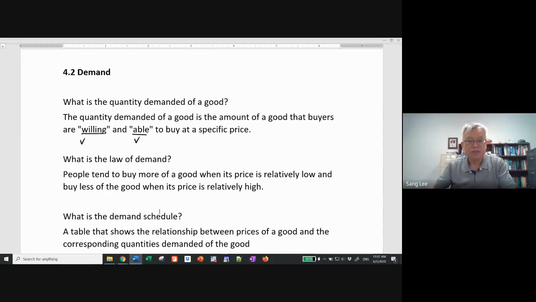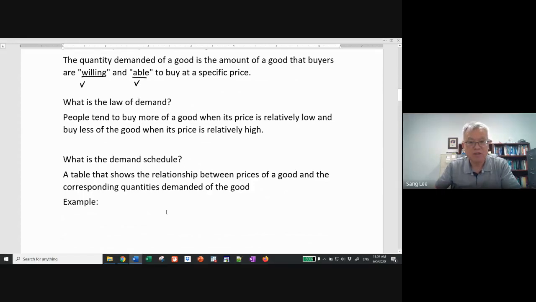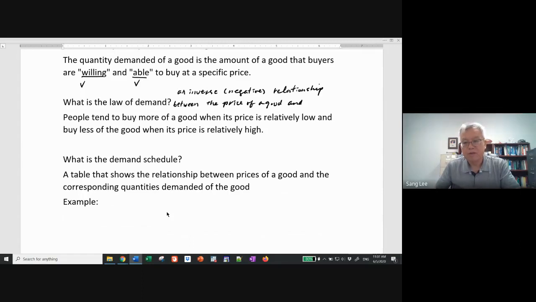Okay, so let me write this down here. Simply, the law of demand means an inverse or negative relationship between the price of a good and the quantity demanded of the good. Okay.